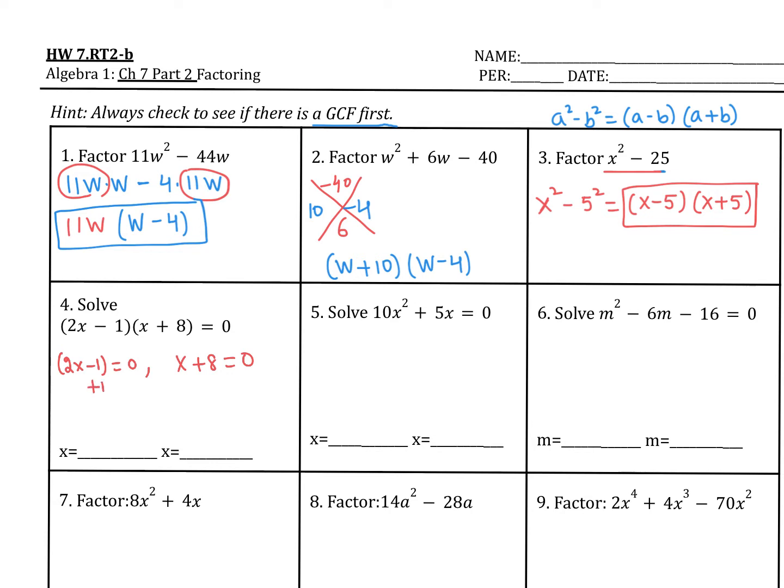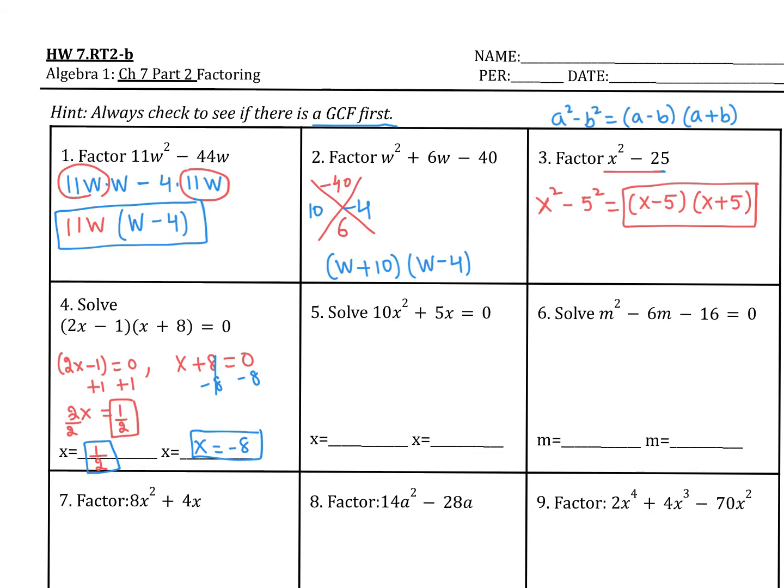To solve for x, you're going to add 1 on both sides and then divide by 2. So you're going to get 1 over 2 for the first x value, and for the other x value you're going to subtract 8 on both sides. So x equals negative 8. x equals 1 over 2 and x equals negative 8.